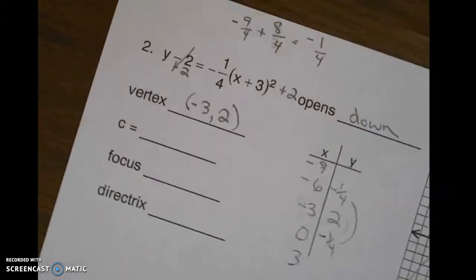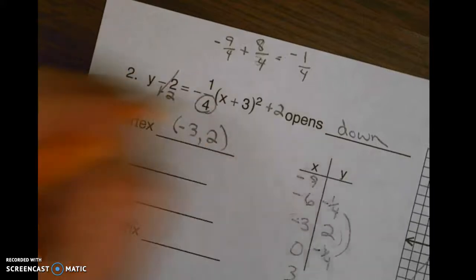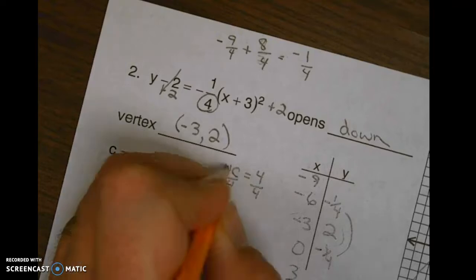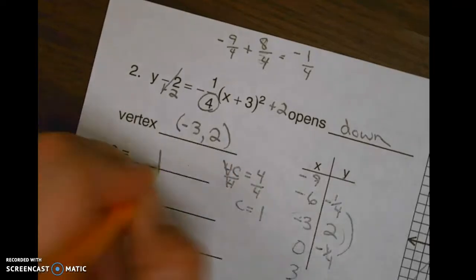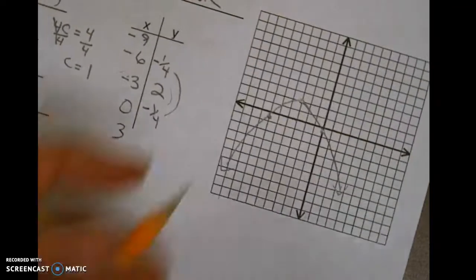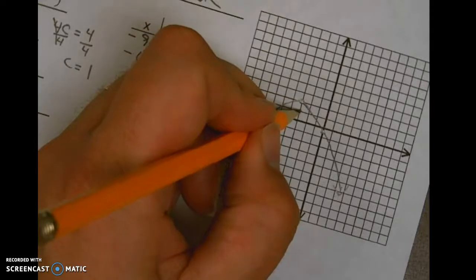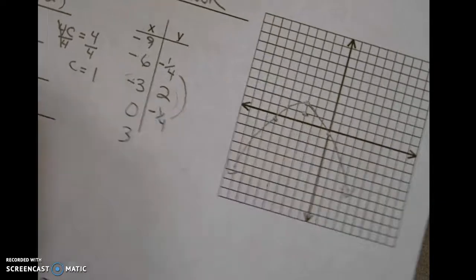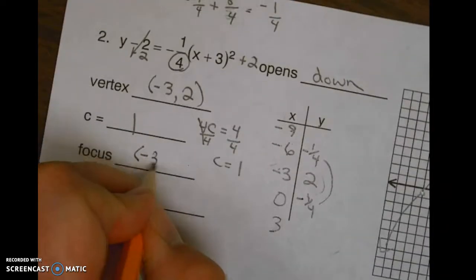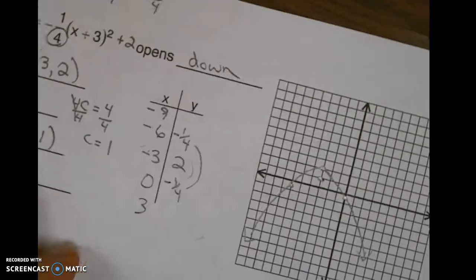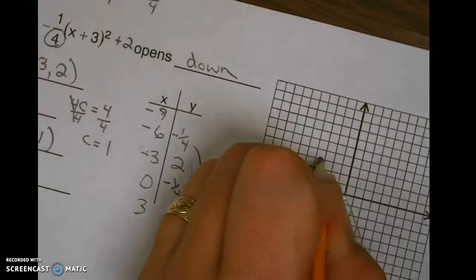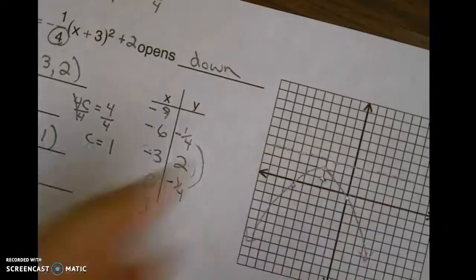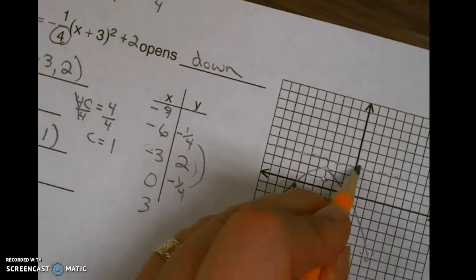Okay, calculating our c value. Again, we look at the denominator, set it equal to 4c, and solve for c. c is 1. So to get to the focus, we're going to go inside the parabola. So here's our focus. It's going to be (-3, 1). And to get to the directrix, we're going to go outside 1 unit, and that's going to be the line y equals 3.